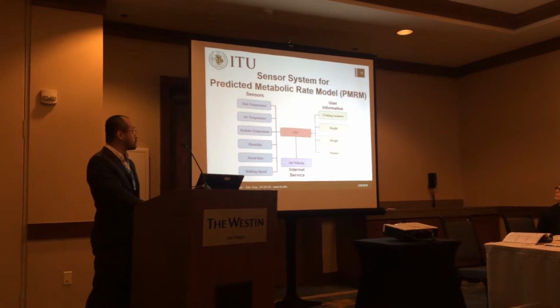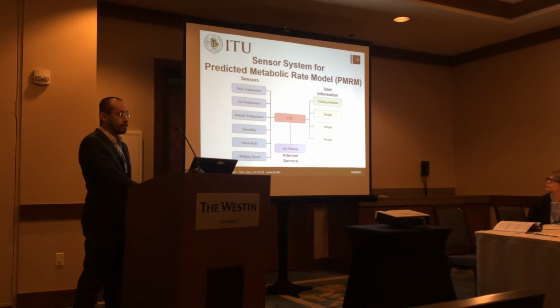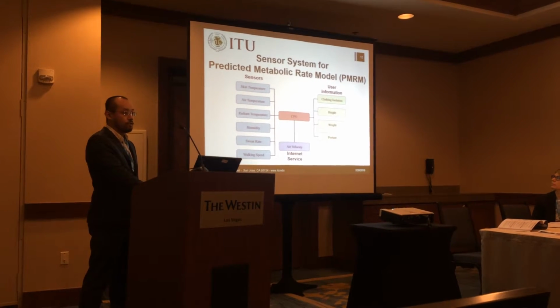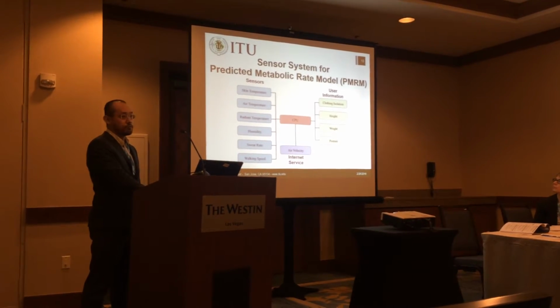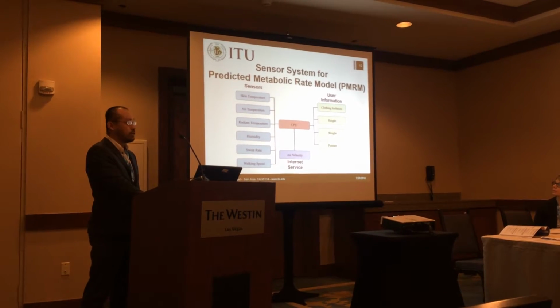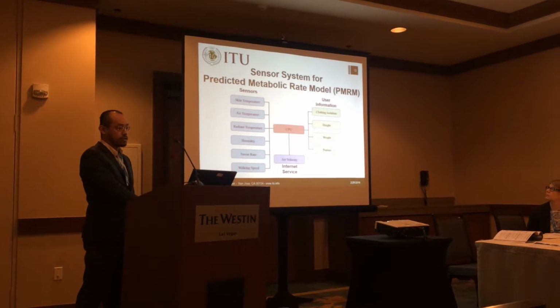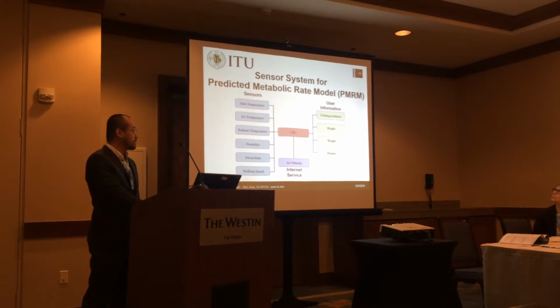We would need sensors for skin temperature, air temperature, radiant temperature, humidity, sweat rate, and walking speed. We would also need some information imported from the user, including clothing insulation, height, weight, and posture. And we can also get some useful information from internet services, like air velocity.